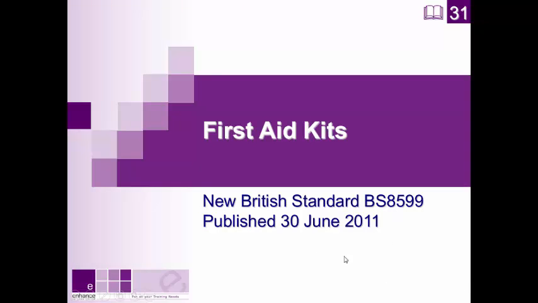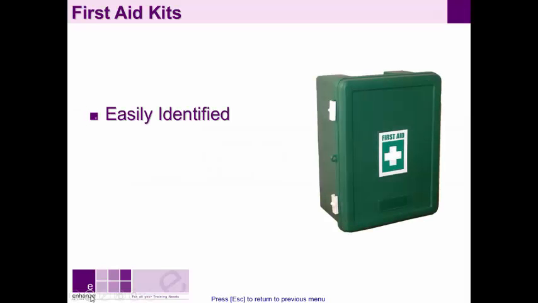First aid kits. There was a new standard that was brought out, BS 8599. It was published on the 30th of June 2011, around what should and shouldn't be in a first aid kit. So the general overview is that they should be easily identified, and that's the standard box that we've got. It's not required that it's a green box, but they're extremely cheap to get now. They're not an expensive thing.